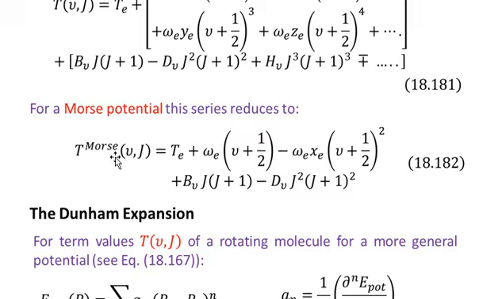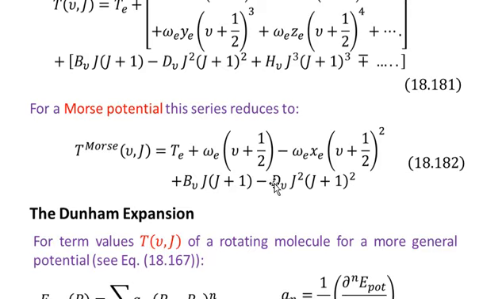So T for the Morse potential, as a function of the two quantum numbers, the vibrational quantum number V and the rotational quantum number J, is equal to Te plus omega e times (V plus half) minus omega e xe times the square of (V plus half) plus Bv times J into (J plus 1) minus Dv times J square into the square of (J plus 1).